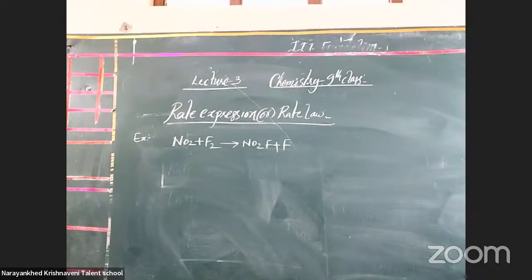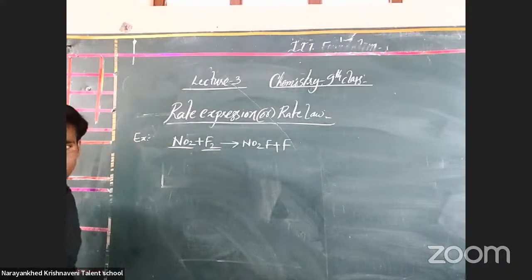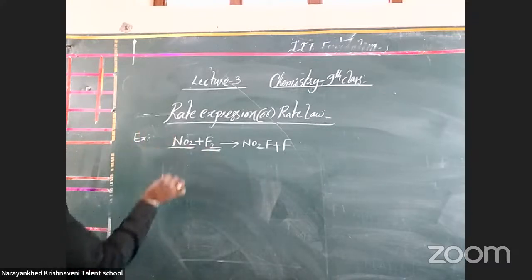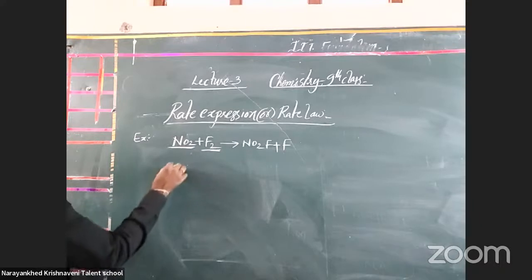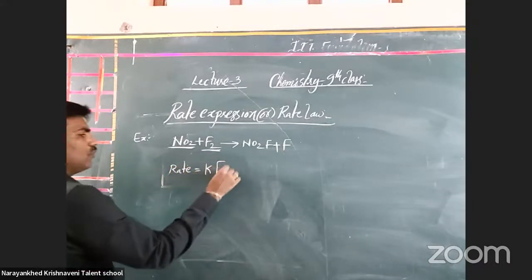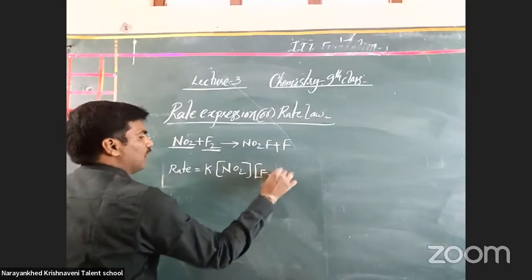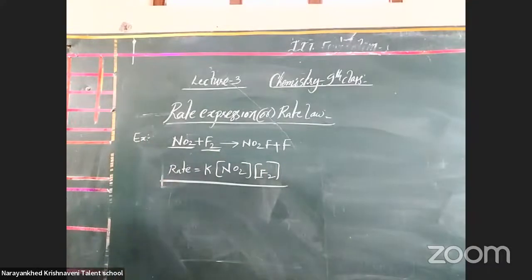Now they have given like this. This equation is also written as, actually it requires only the reactants. They have given NO2 and F2. Now the rate is written simply as K into NO2 as well as F2. Got it or not? This is the rate of this equation. Any doubt here?